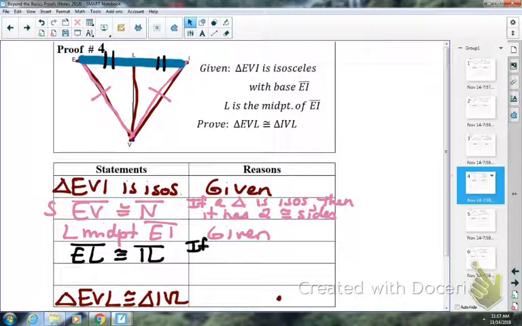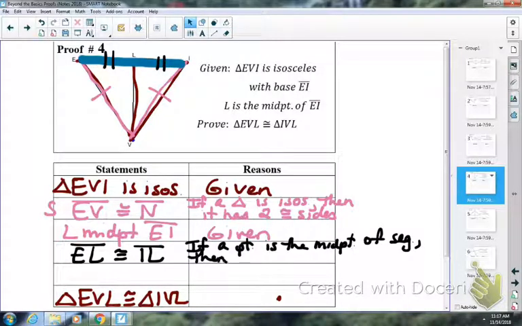So again, it goes something like this. If a point is the midpoint of a segment, then it divides the segment into two congruent segments.